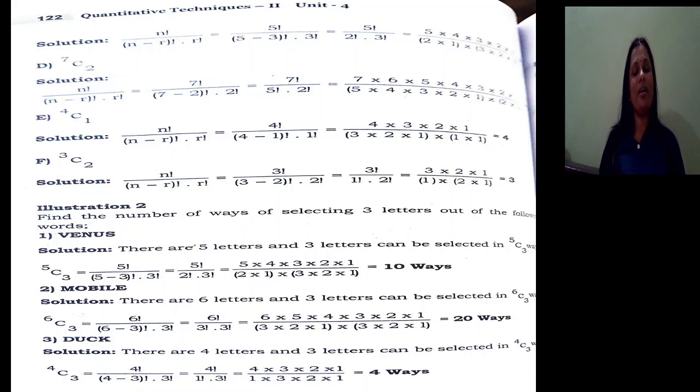Venus. So there are how many letters? So there are 5 letters. You have to select how many letters? 3 letters. So 5C3. So the answer is 10 ways.